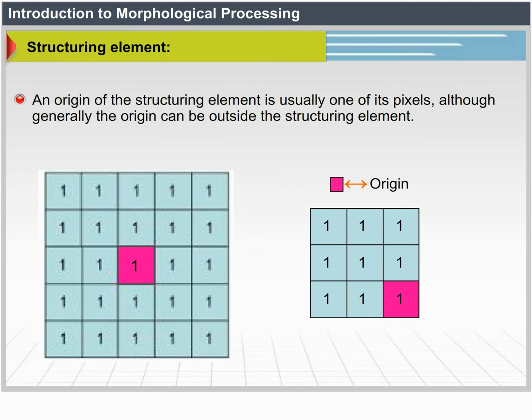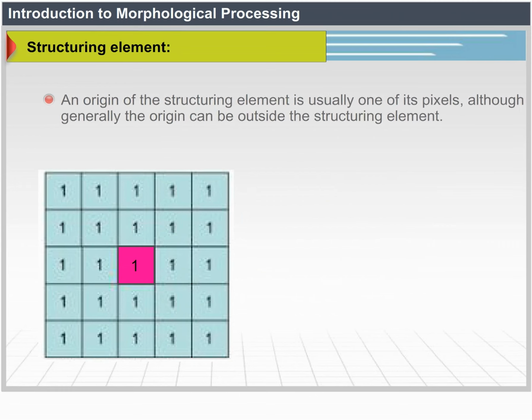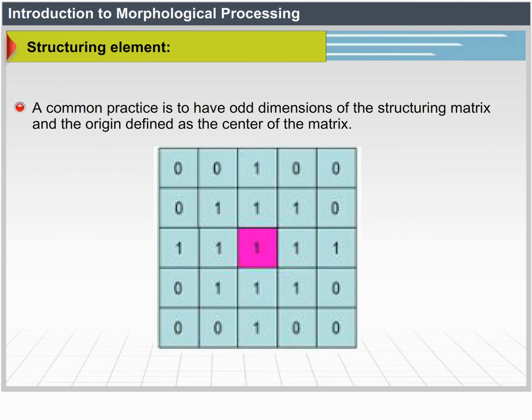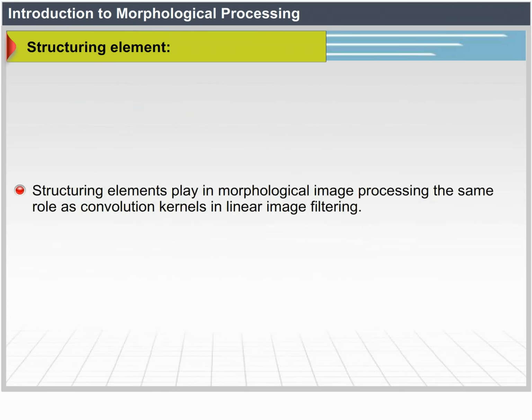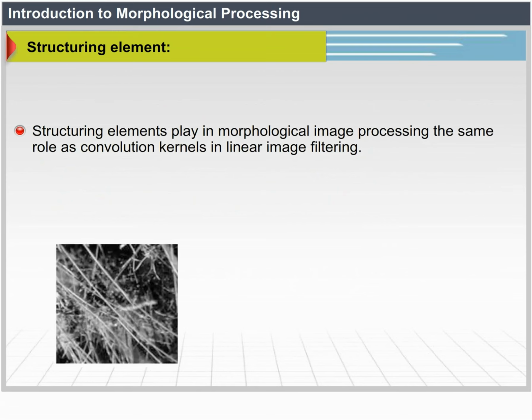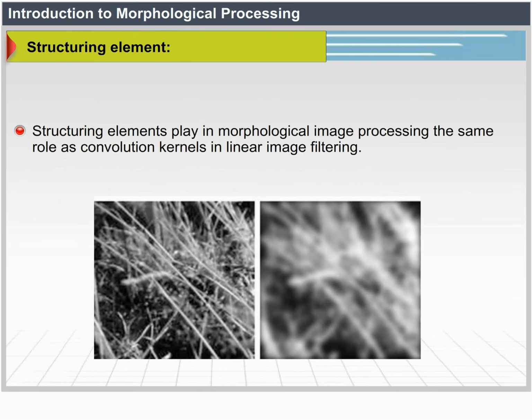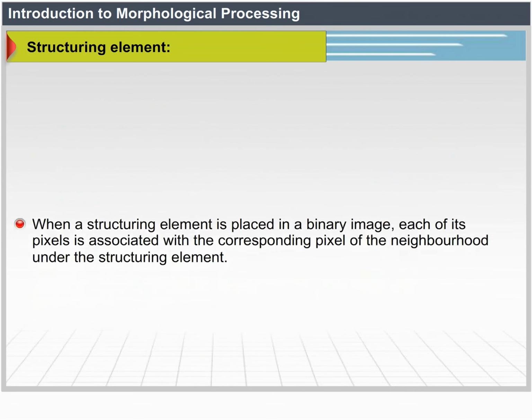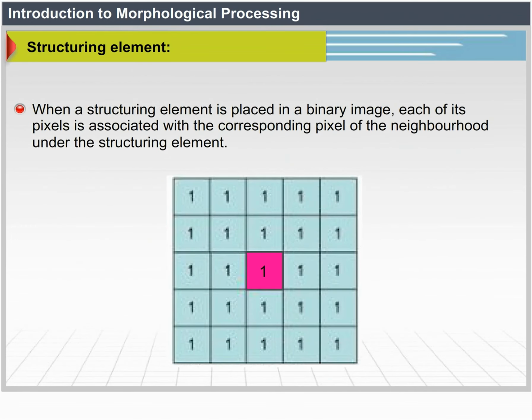Square 3x3 element. A common practice is to have odd dimensions of the structuring matrix and the origin defined as the center of the matrix. Structuring elements play in morphological image processing the same role as convolution kernels in linear image filtering. When a structuring element is placed in a binary image, each of its pixels is associated with the corresponding pixel of the neighborhood under the structuring element.